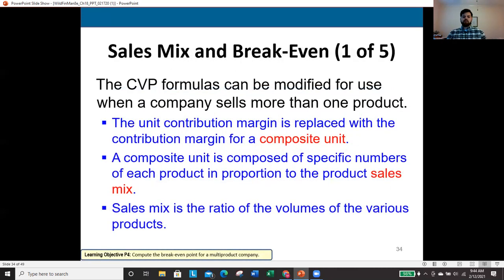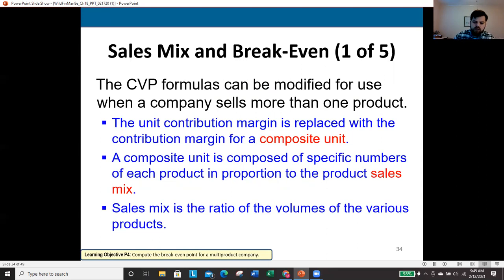Now, here toward the end of the chapter, we see a couple of things. We now need to deal with the fact that most companies, in fact, almost no companies, actually sell exactly one type of unit. So instead, we need to look at what's called sales mix and break even. So the cost volume formulas can be modified when we sell more than one product. So instead of what we've seen so far, we're going to see how composite units work. So the unit contribution margin is instead replaced with the contribution margin for the composite unit. This composite unit is composed of specific numbers of each product in proportion to the actual product sales mix. And we'll see this worked out in just a second.